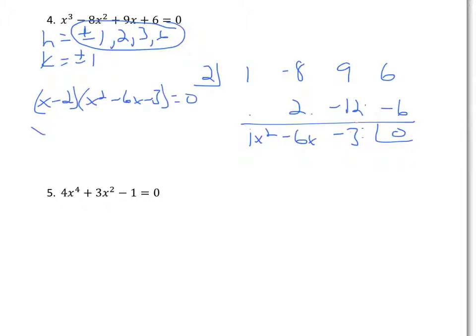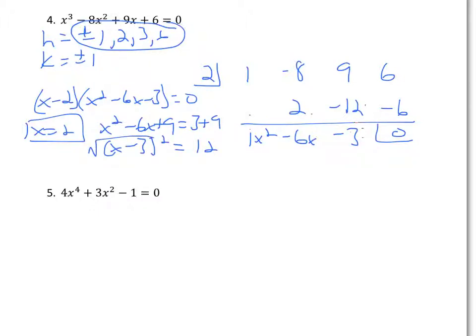all equals 0, so x equals 2, or, let's complete the square again, x squared minus 6x plus 9 equals 3 plus 9, so x minus 3 squared equals 12, square root both sides, and x equals 3 plus or minus 2 root 3. Okay, now the last problem is a challenge problem.